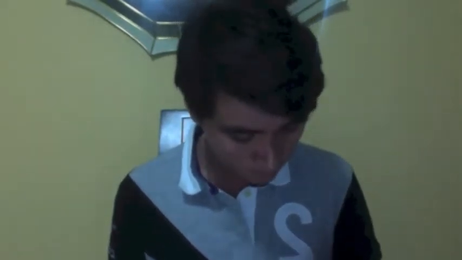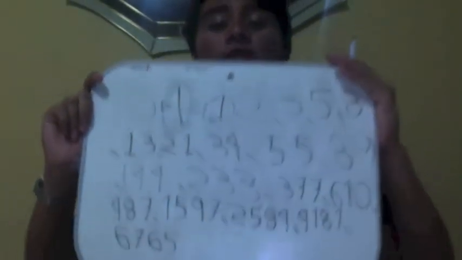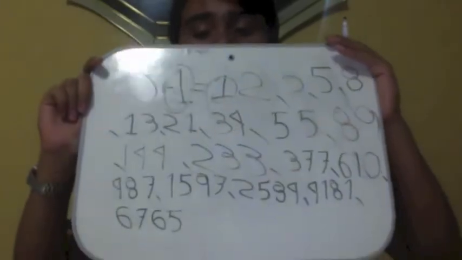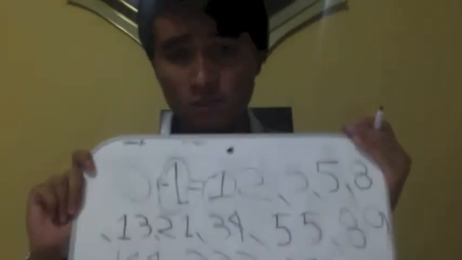6, 7, 6 and 5. So there are the first 20 numbers of the Fibonacci series. See it? They are just beautiful.